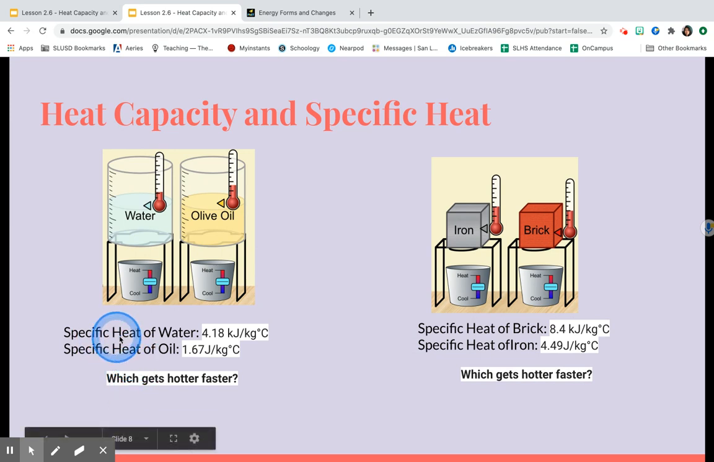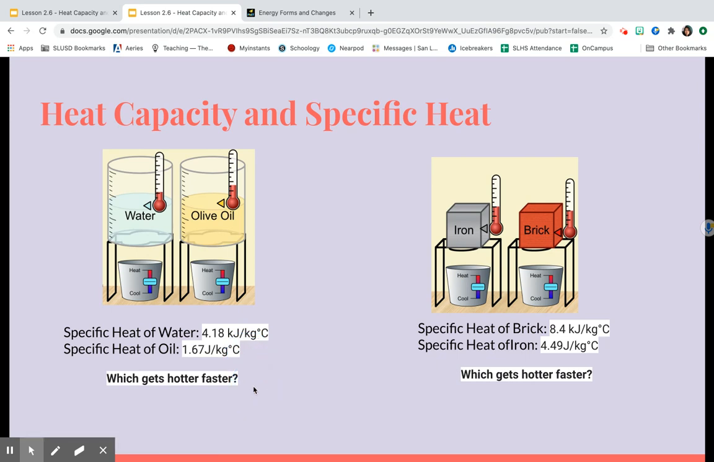Oftentimes I will give you the specific heat of two different substances. The specific heat of water is 4.18 kilojoules per kilogram per degree Celsius. This unit just means that it takes 4.18 amount of energy to heat up 1 kilogram of water by 1 degree Celsius. This unit means that it takes 1.67 amounts of energy to heat up 1 kilogram of oil by 1 degree Celsius. Looking at these numbers only, can you tell which gets hotter faster?